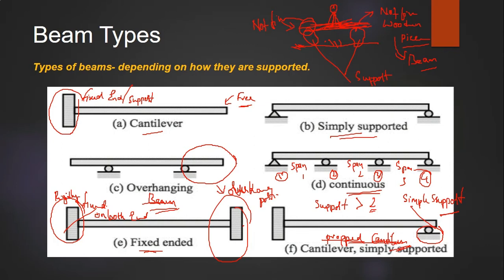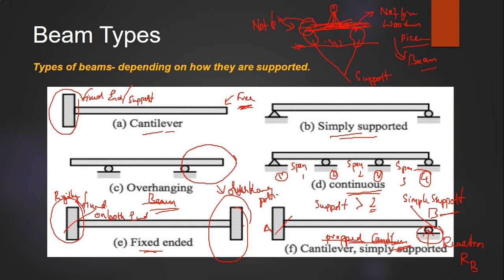So there is a similarity, isn't it? In the cantilever beam, only one end is fixed, and even in the propped cantilever, only one end is fixed. But in the cantilever, it is free here. But here in this prop, there is a support over here, a simple support, not a fixed support. Of course, this support is going to exert a reaction. If you take this point as A and this point as B, this reaction can be called RB in the upward direction.